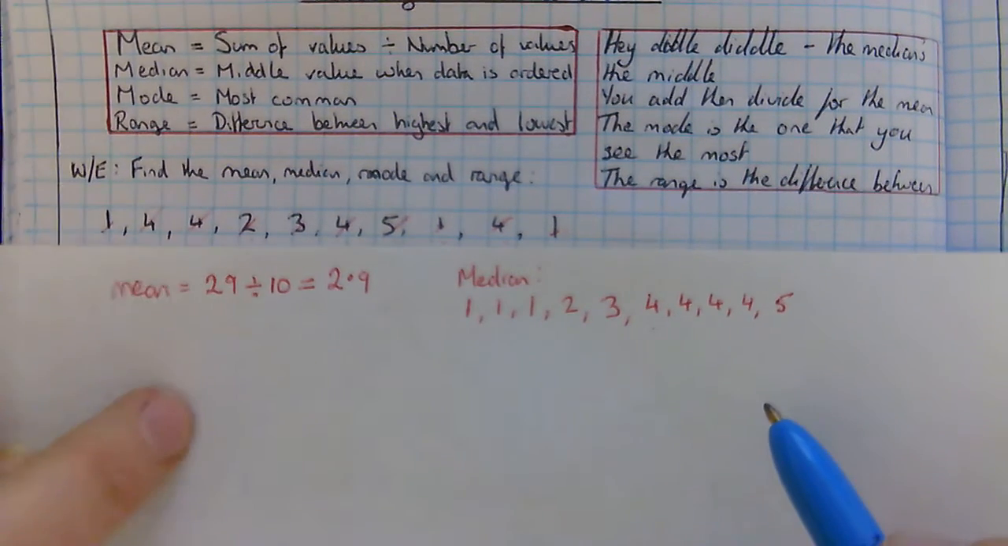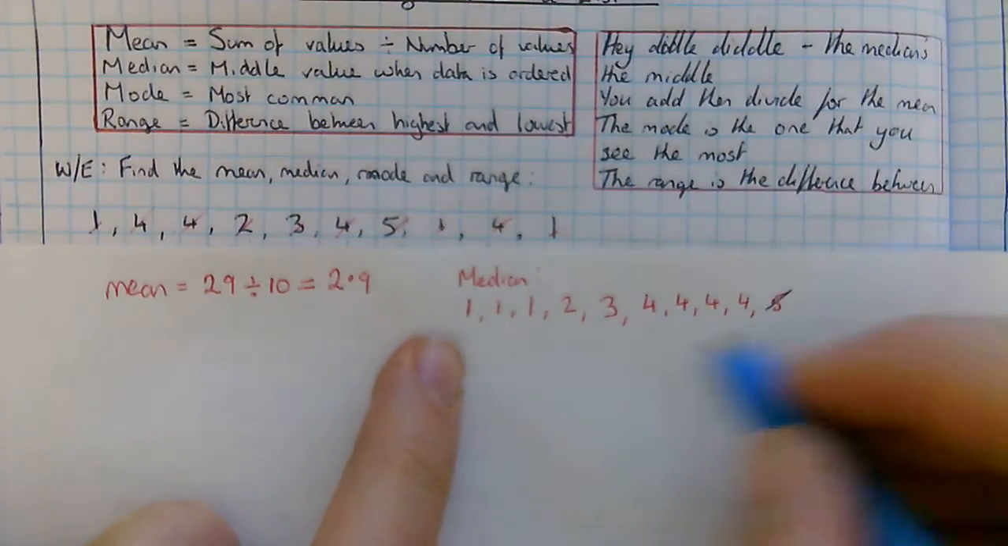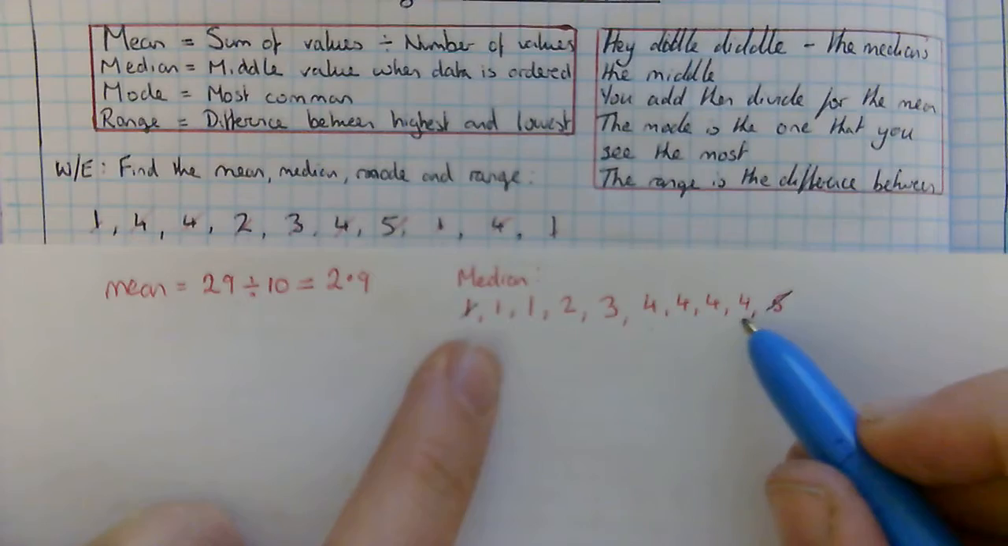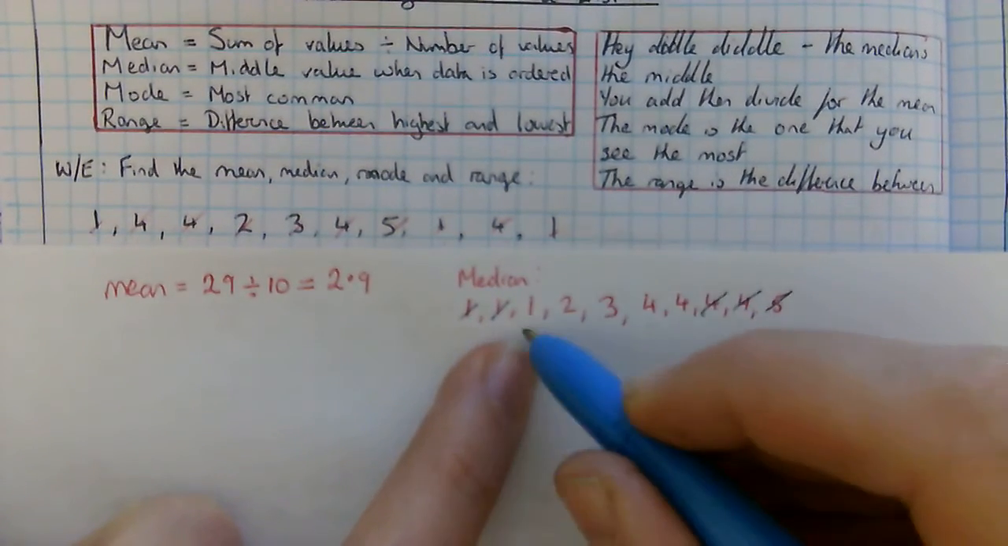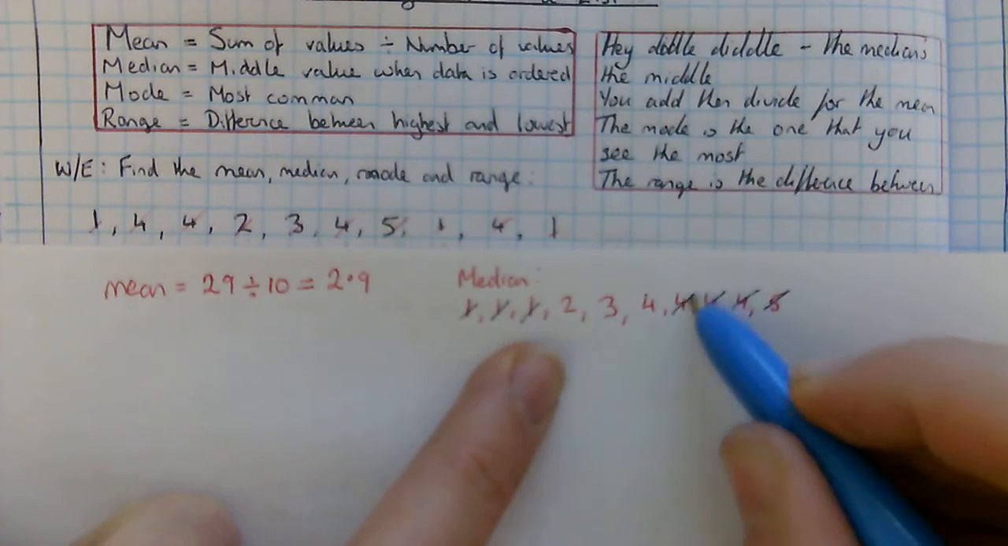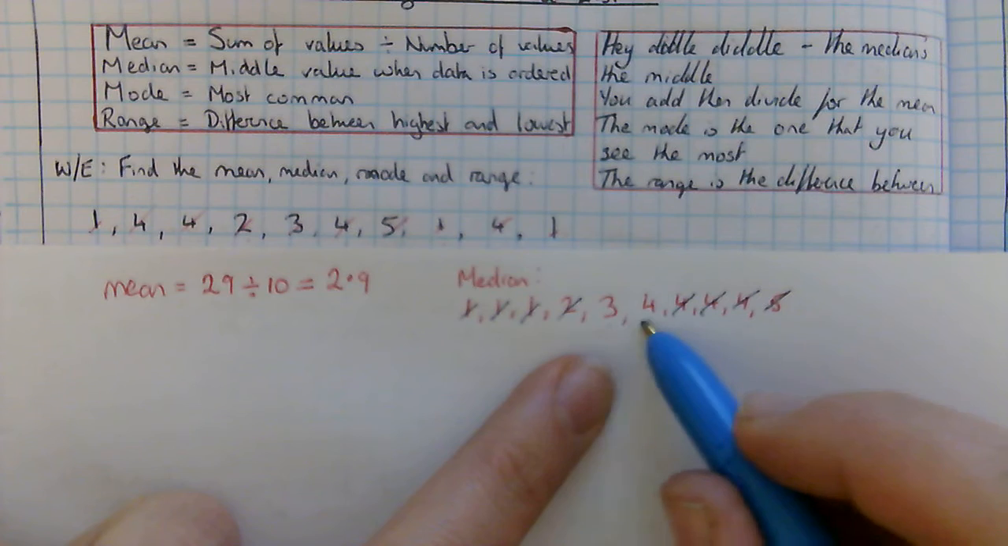So now what I'm going to do is I'm going to try and find the middle value. And the way that I do that is I'm going to cross off at either end. I'm going to count in from either side. So my 1 and my 5 get crossed off. Those are my top and my bottom. I'm going to cross off my new top and bottom. And I'm going to try and see where I meet. 1 and 4. 4 and 2. Now here, I've got 2 middle values.